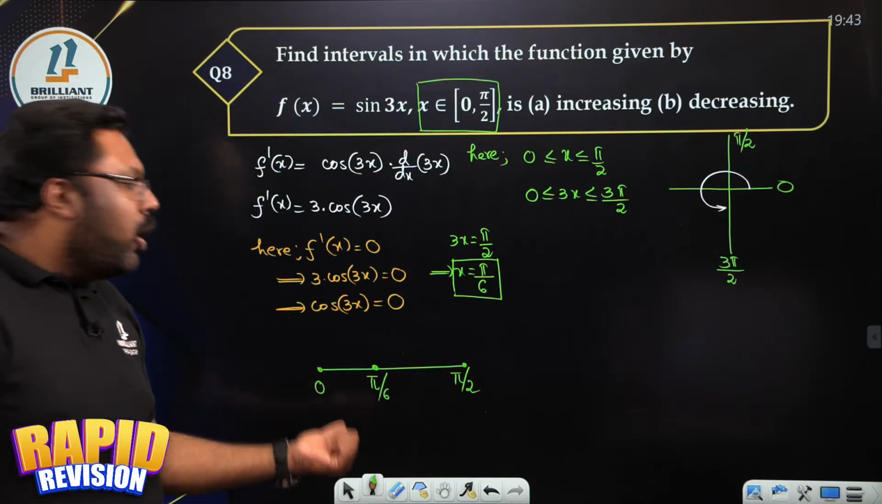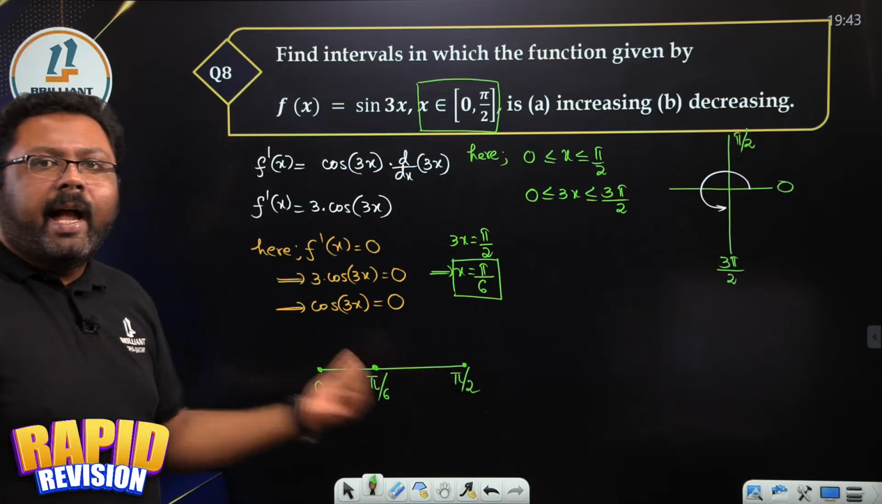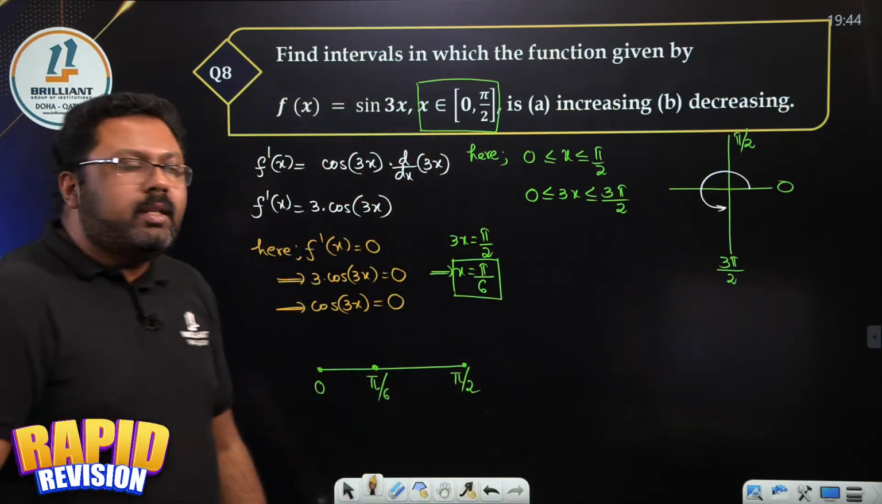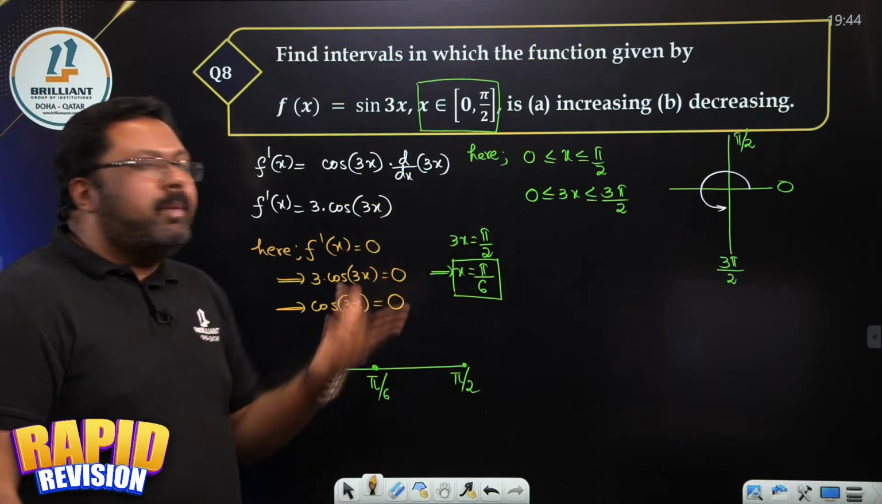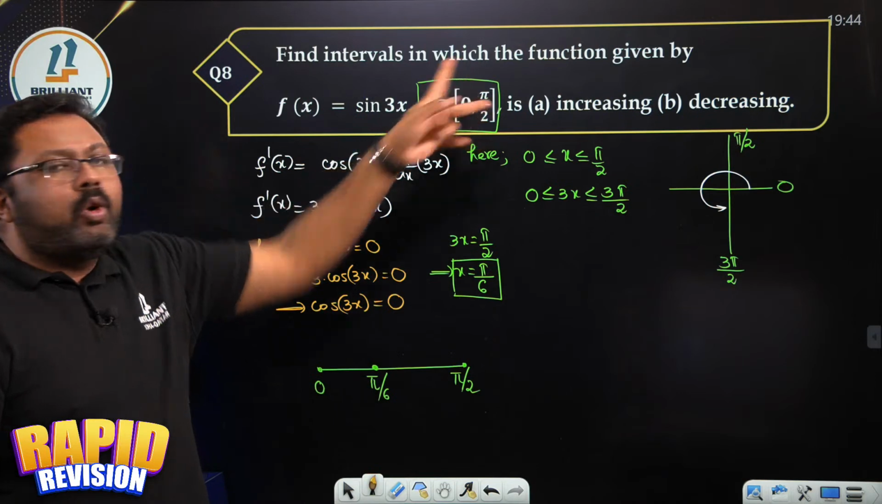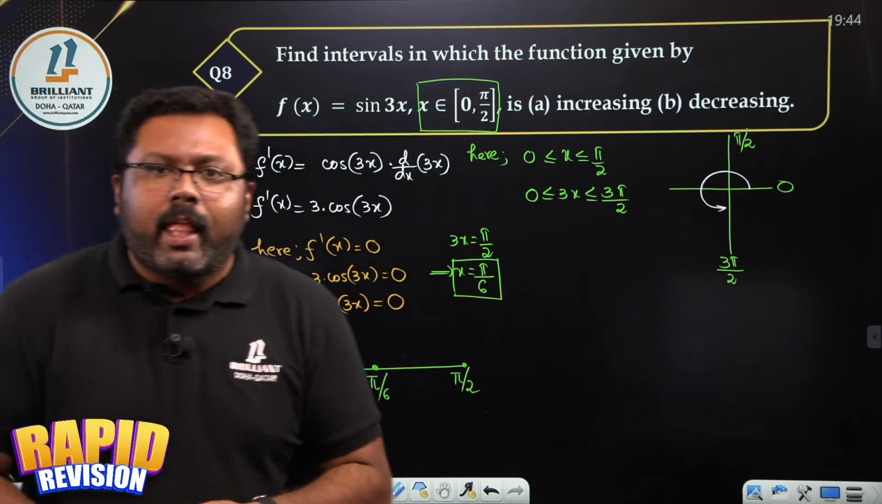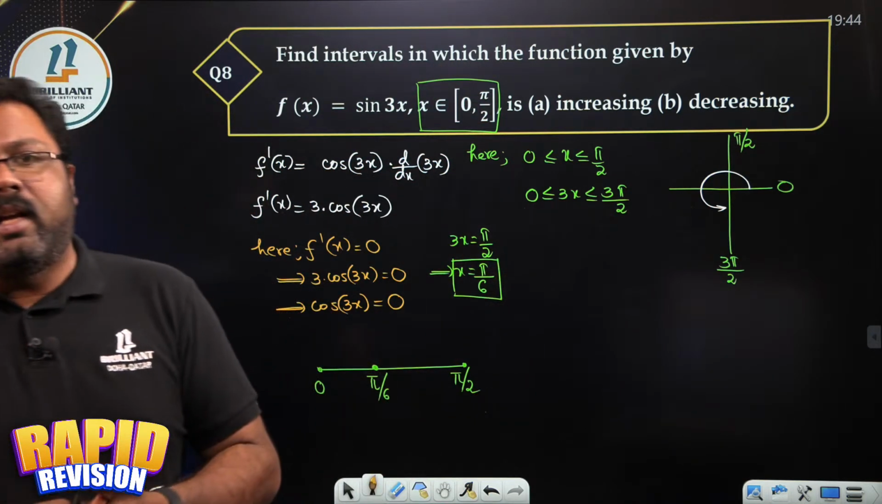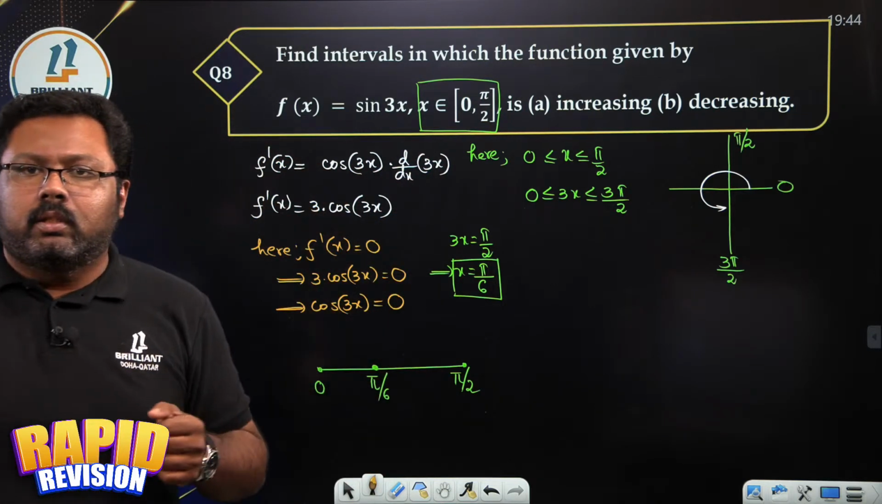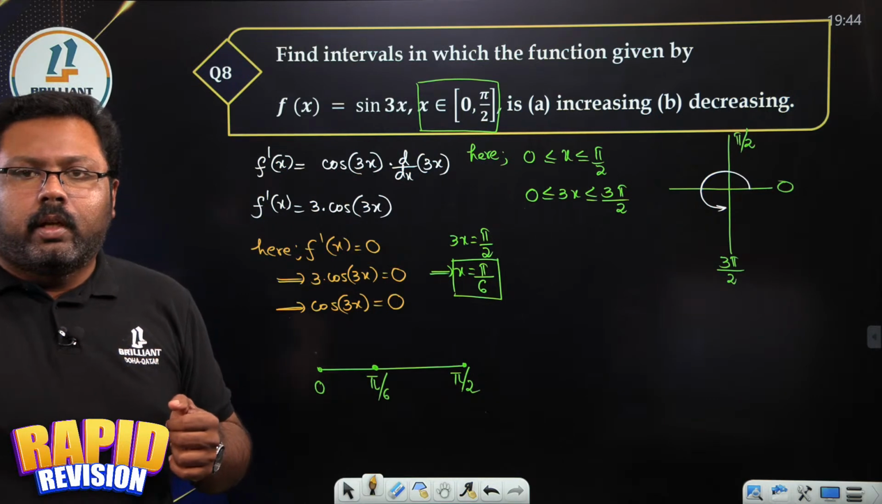Okay, you're talking about the interval from 0 to pi by 2, and pi by 6 is the critical point. Once again, keep in mind, why did I say 3x can be pi by 2? Some of you will be confused because you know that it's from 0 to pi by 2. Sir, we have been taught that the interval limits cannot be considered as critical points. I am talking about 3x, not about x.